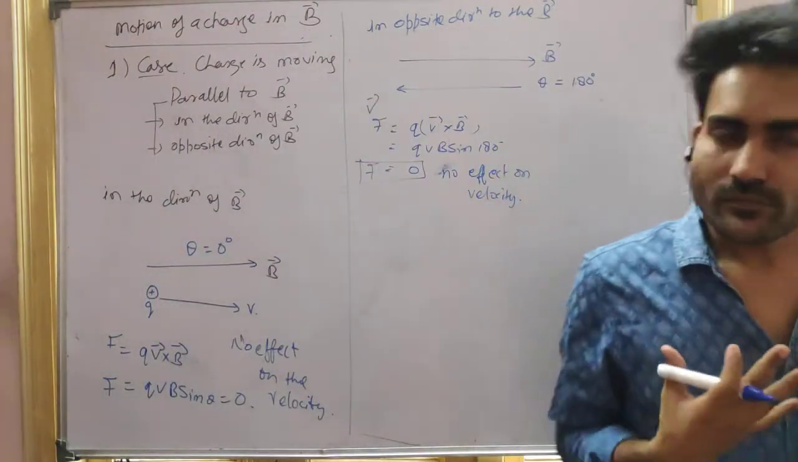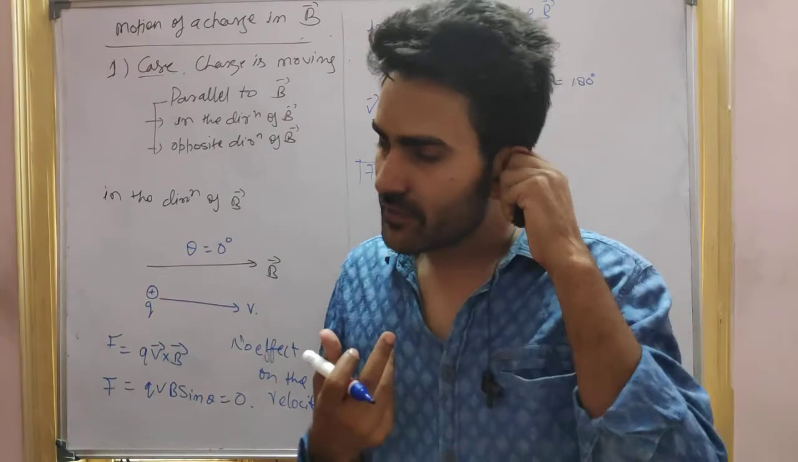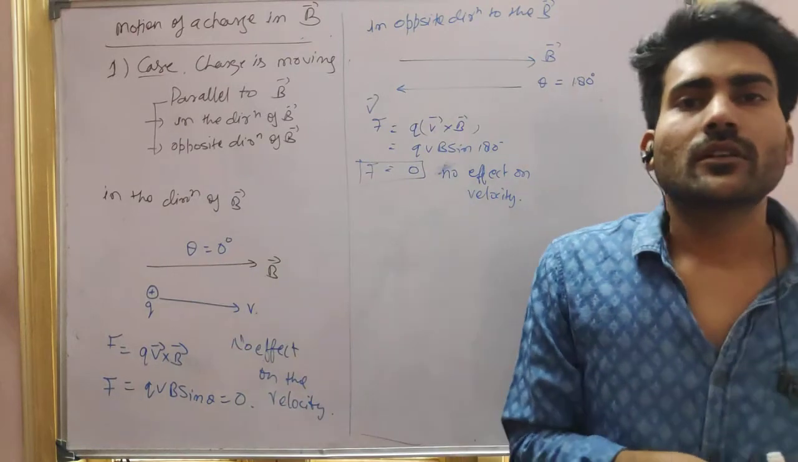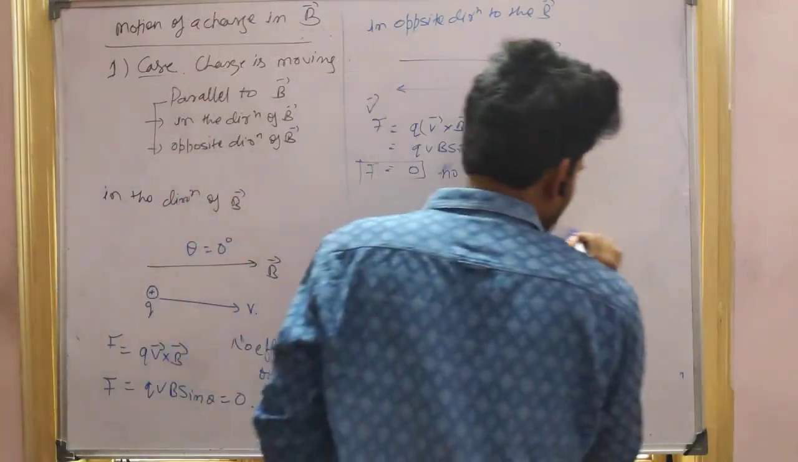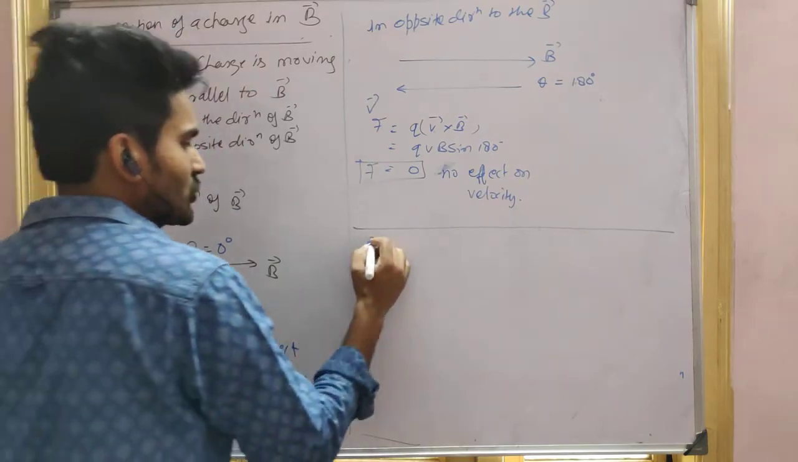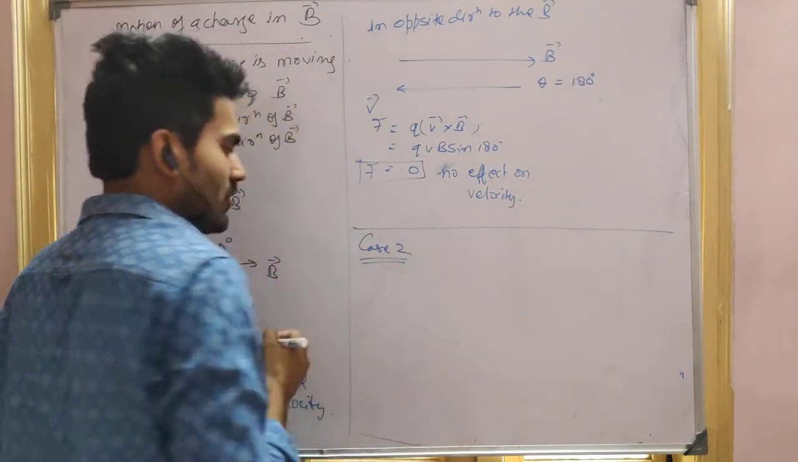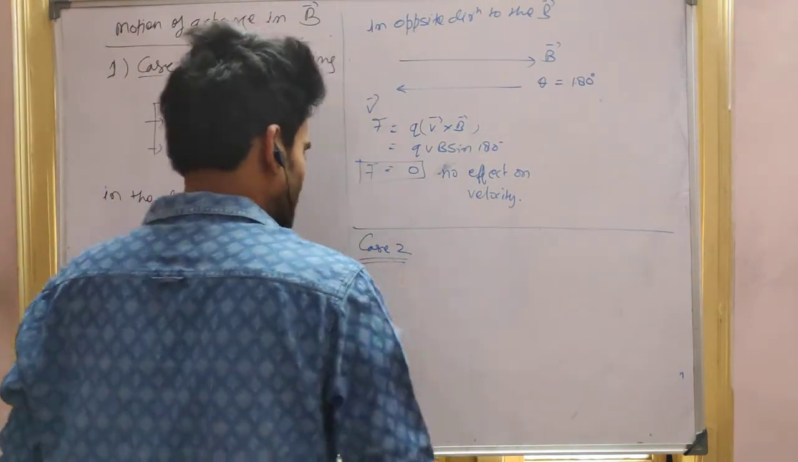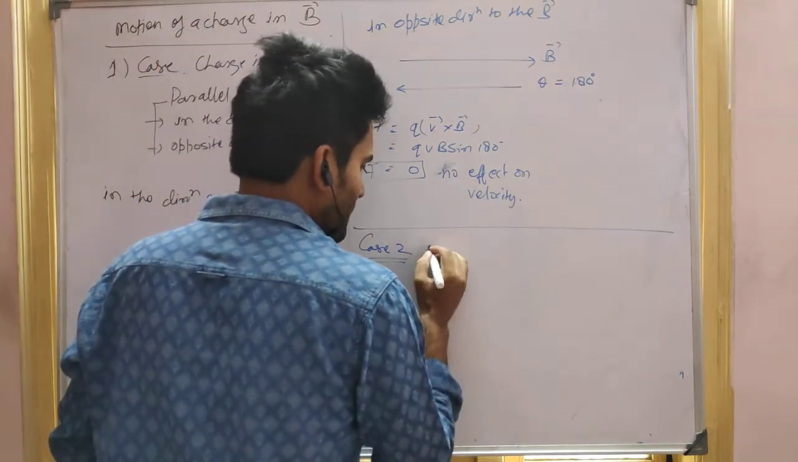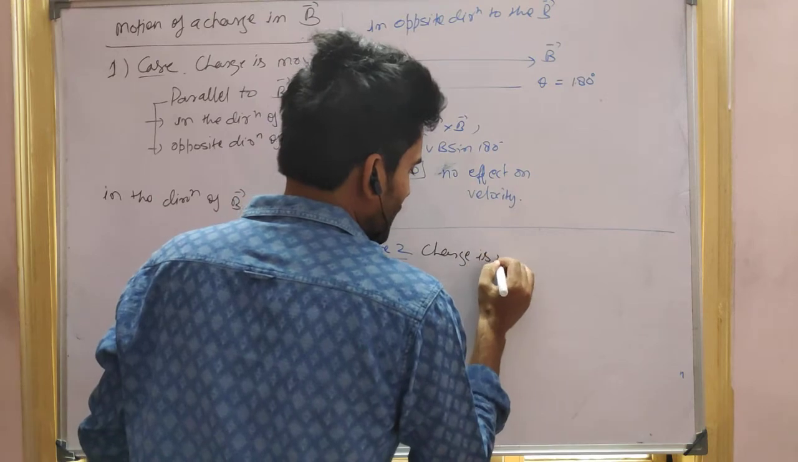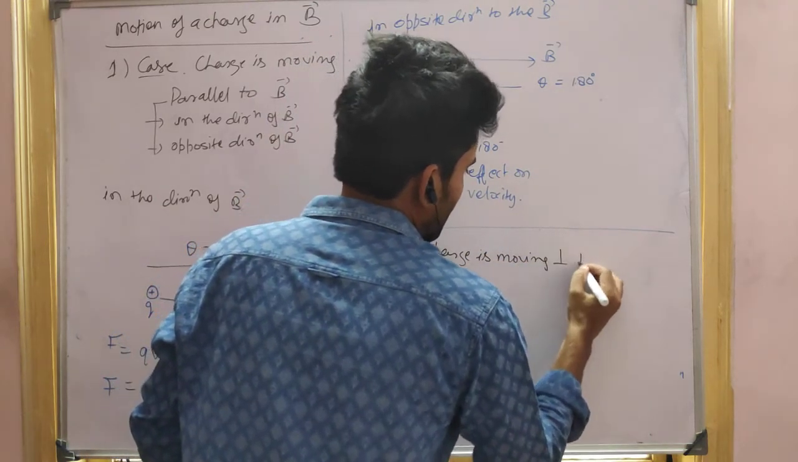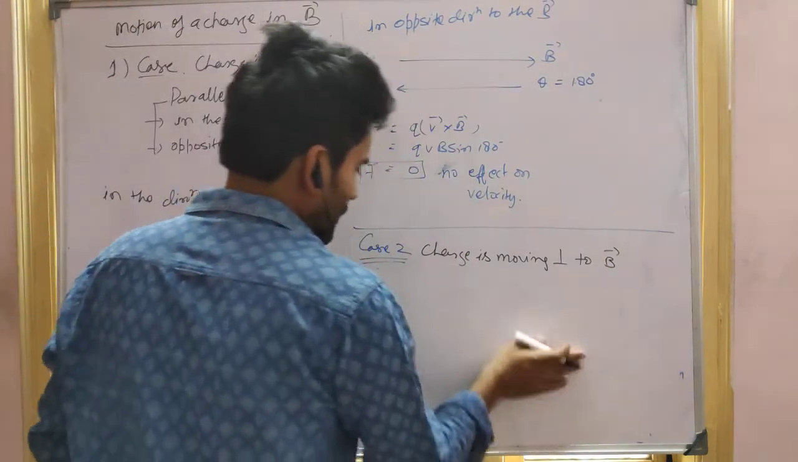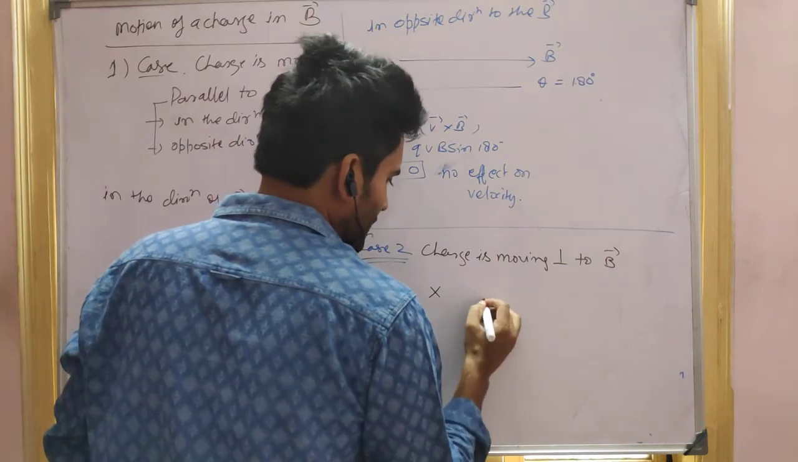Okay, now guys, let's take a case when the charge is moving perpendicular to the field. So let us see case 2, when the charge is moving perpendicular to the magnetic field. Okay, so let me make the field like this.